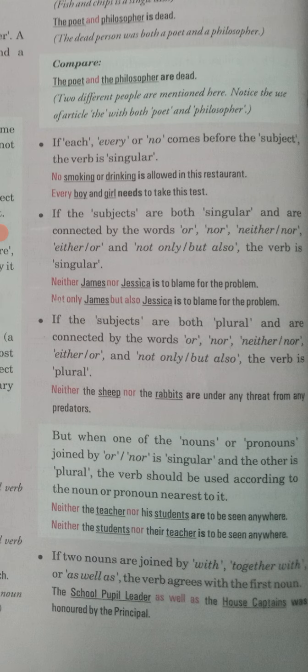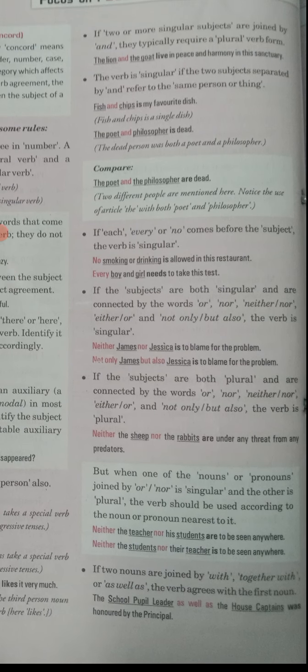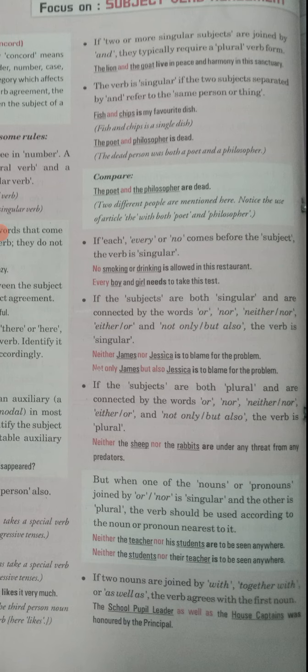Now, if two nouns are joined by with, together with, or as well as, if you find this kind of thing where two nouns have been joined, then here also you will consider them as singular, like: the school pupil leader as well as the house captain was. We have considered them as one, was. Because both the school pupil leader and the house captain were one person. So if it is one, the subject's verb is also single, was.